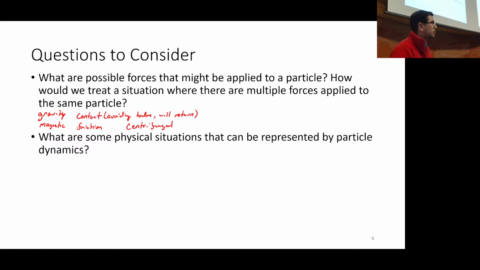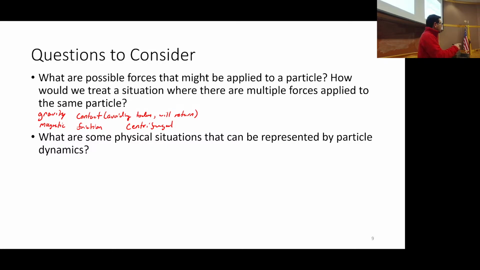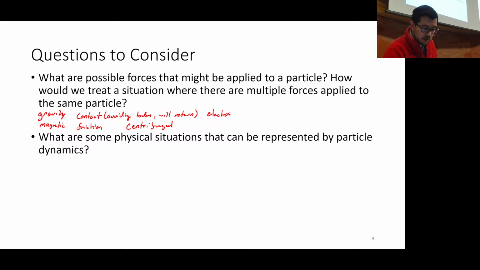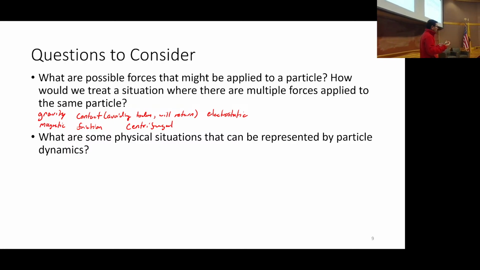Okay, what else? Yes, electric? Yeah, so we have electrostatic. So you could have a positive and a minus, right? Charge is Q. We have Coulomb attraction, Coulomb repulsion, right? So Coulombic interaction. Yeah, these are pretty good.